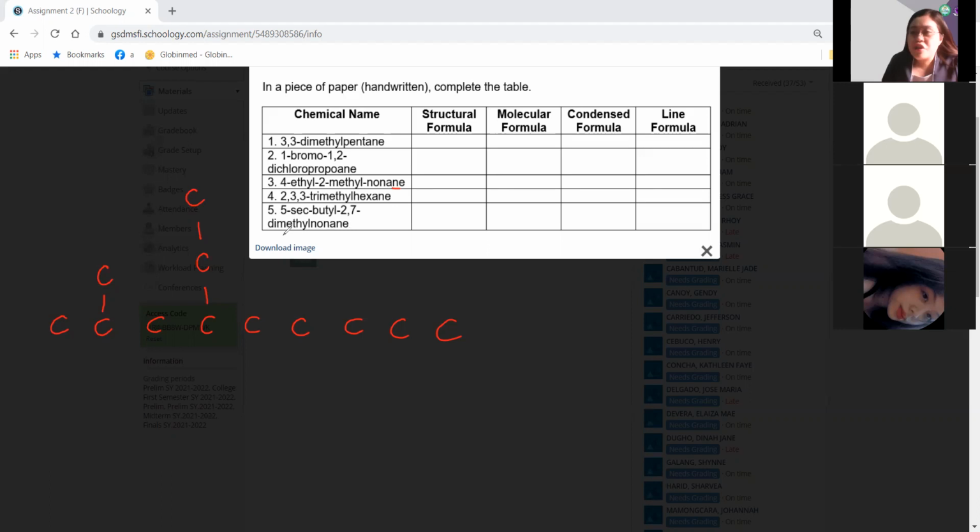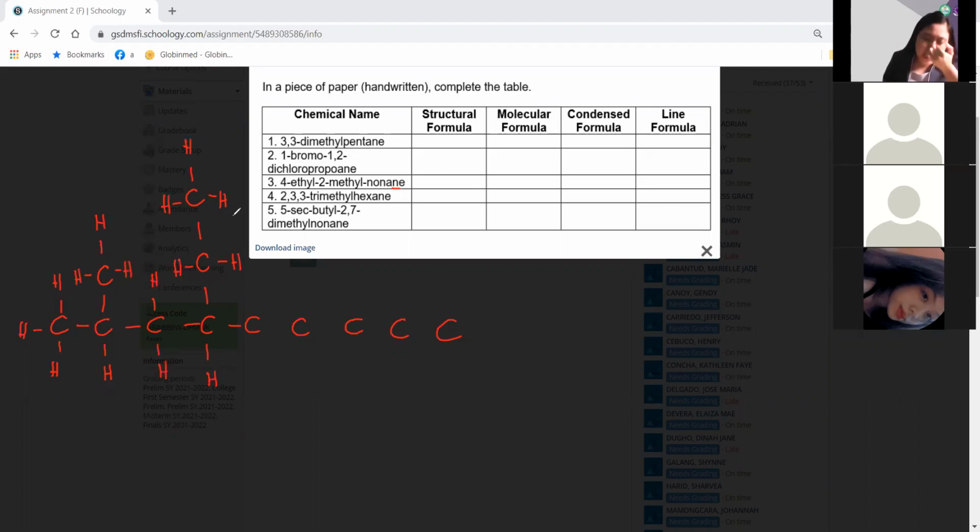With the substituents, we will just fill in the hydrogen. So for this carbon, we only have one bond here. So kailangan niya ng 3 hydrogen. And then this carbon, 1, 2, 3. So isang hydrogen na lang. Ito, isang bond lang. So 3 hydrogen din. And then this one, 1, 2. So kailangan ng 2 hydrogen. Ito, 1, 2, 3. Isang hydrogen na lang. And then ito, syempre 2. And 3 ito. So do not forget ha, 4 lang talaga ang maximum na number of bonds ni carbon.